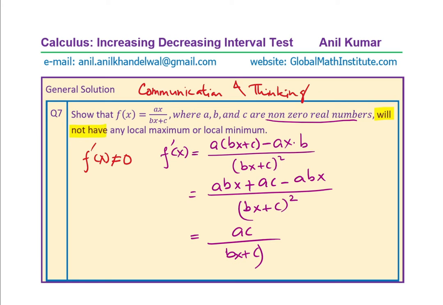Clear? Now, you see denominator is positive, right? So it is product of two constants. Do you see that? And since these are non-zero, a, b, c all non-zero, right? So never zero. It is never equal to 0. So we can write this is not equal to 0, right? No critical number. So therefore, we can justify that it does not have any local maximum or minimum, right?